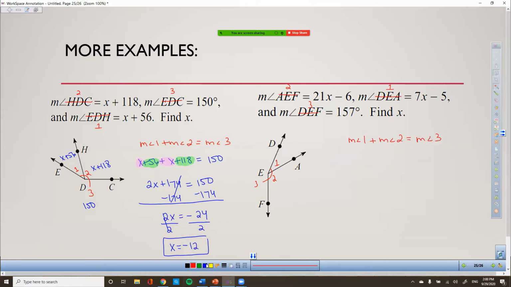So now let's go ahead and label all the information they told me. So measurement of angle 2 is 21x minus 6. Measurement of angle 1 is 7x minus 5.